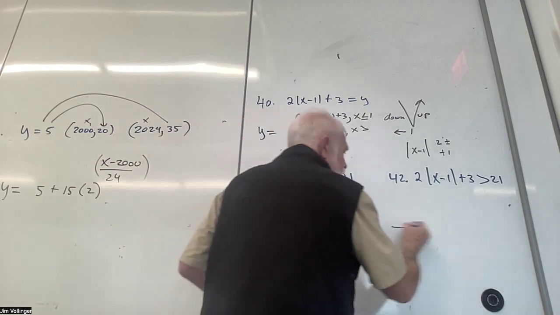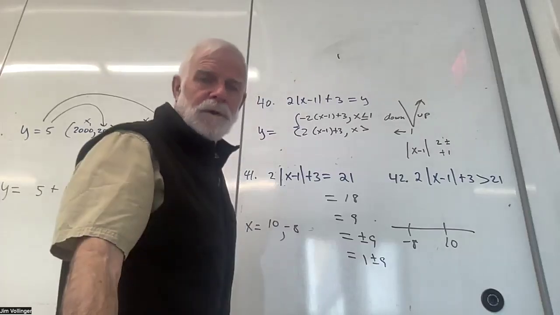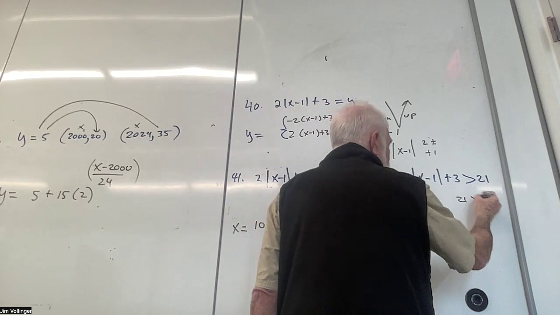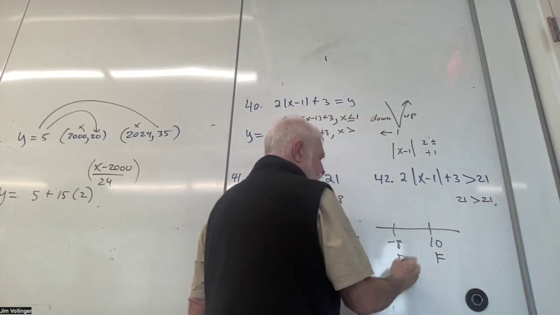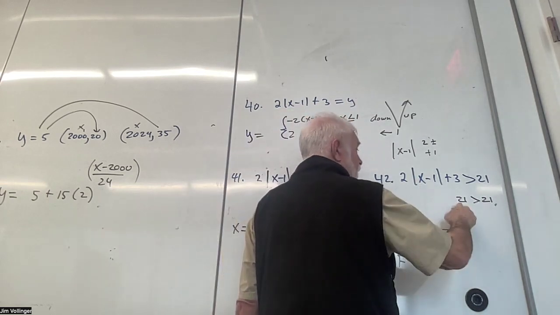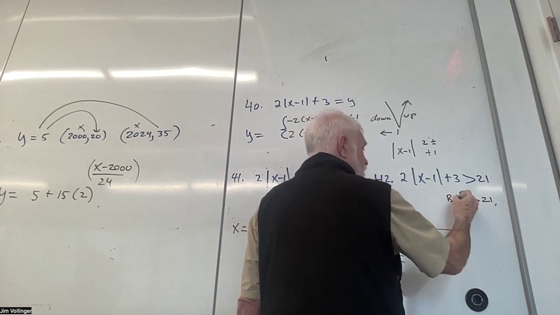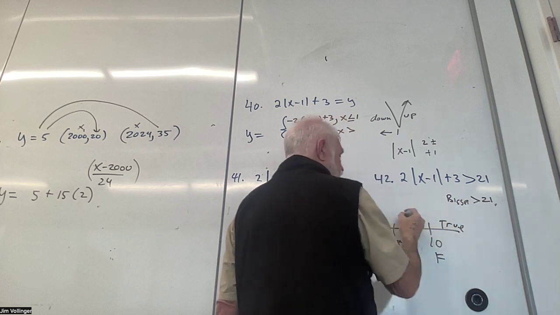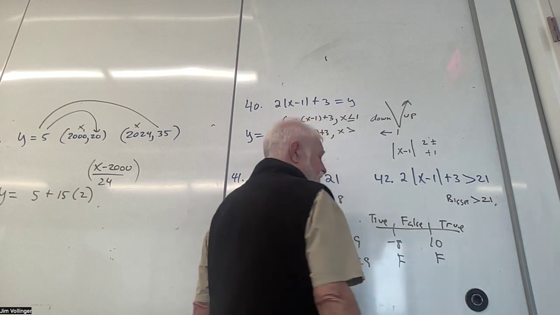So I'll put those on a number line, 10 and negative 8, and I'll see what works. When I put 10 in, I get 21. Is 21 greater than 21? False. Negative 8, for the same reason, false. If I put a number bigger than 10, I'm going to get an answer bigger than 21. Bigger. Well, that's true. And I know these alternate, and you can plug in numbers and prove that to yourself.